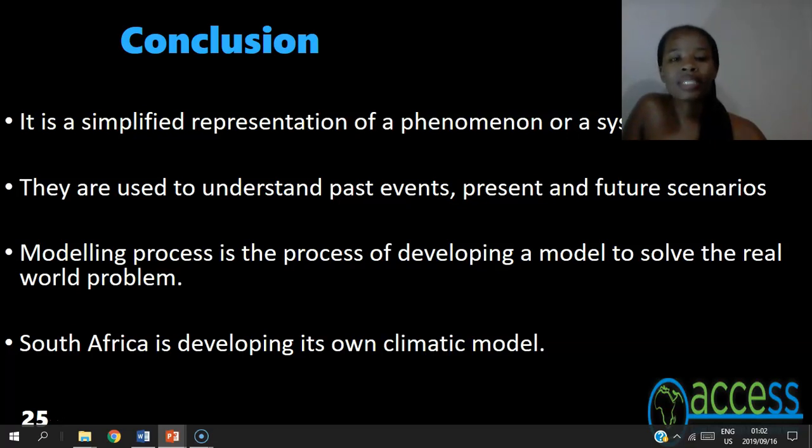And the modeling process is the process of developing a model to solve a real world problem, meaning that you need to know the problem before solving it. And then we have mentioned why South Africa is so special when it comes to this topic, because it has developed its own climate model. Thank you so much. I hope you all understood this talk.